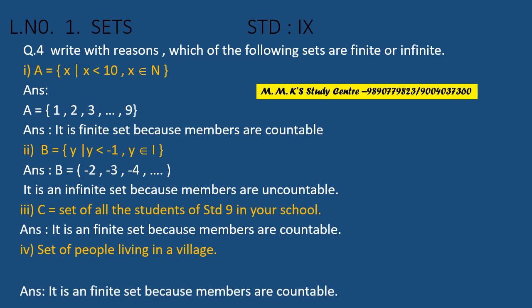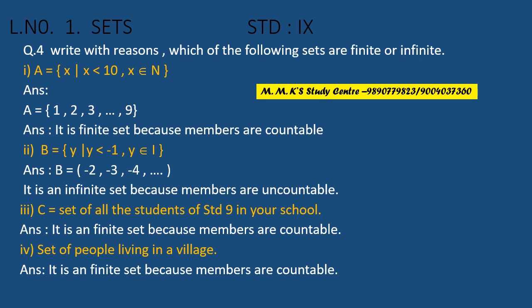Fourth sub question, set of people living in a village. The size of a village is small, same like a classroom. In a classroom different surnames are there. Similarly, in villages people with different surnames live together. So we know which people are living in our village, and that's why it is a finite set because members are again countable.